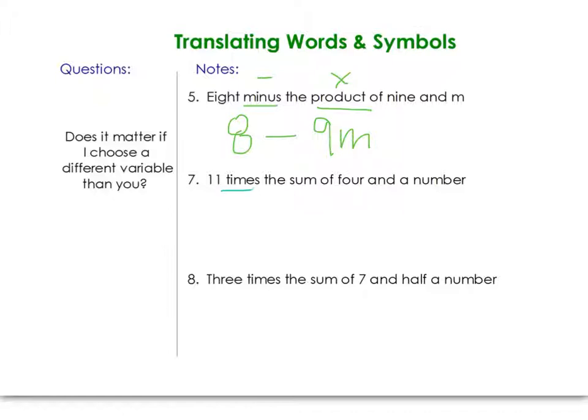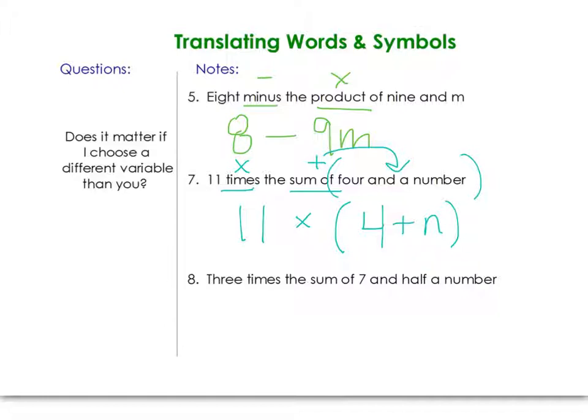11 times the sum of, that means I'm going to add together something. Well, what am I adding together? 4 and a number. Since I say the sum of, I'm going to put parentheses around 4 and a number. So I get 11 times the sum of 4 and a number.